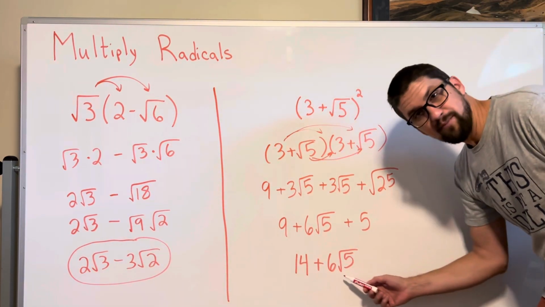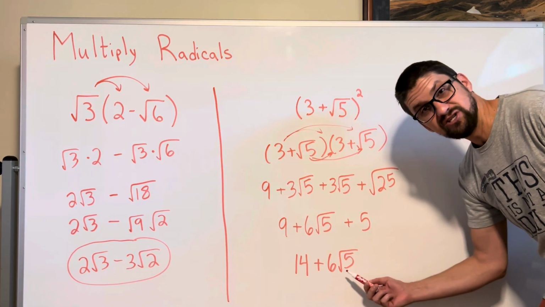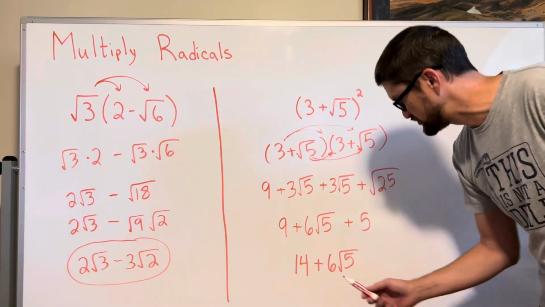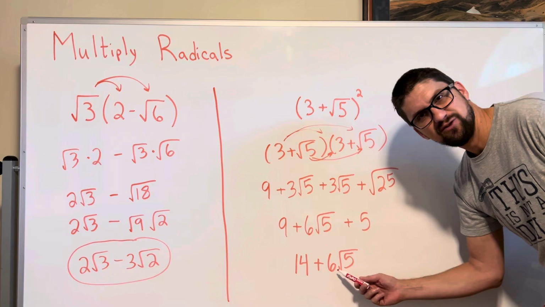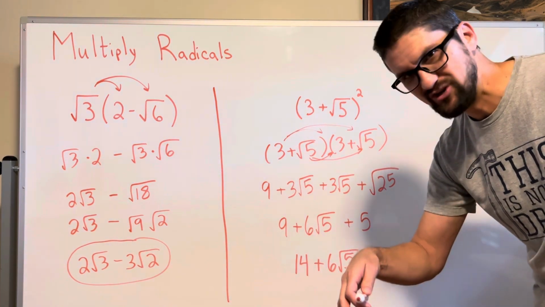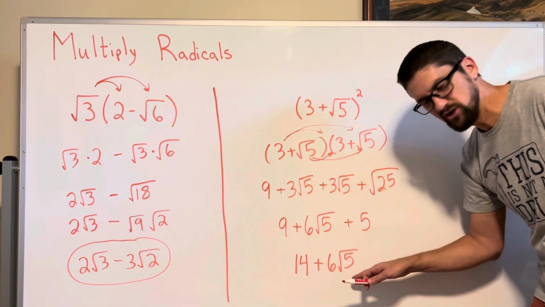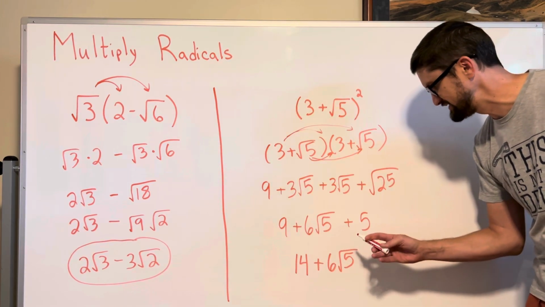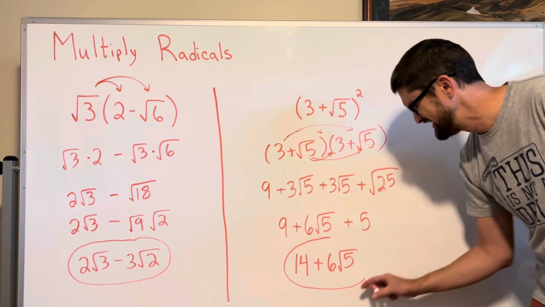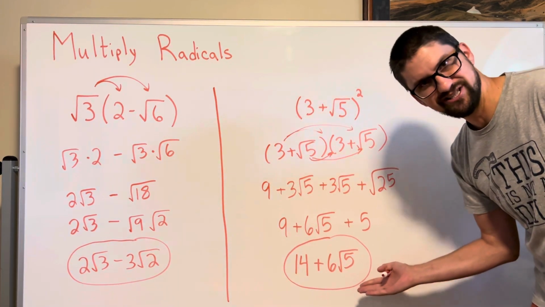Now remember, order of operations, you have to do multiplication before any adding or subtracting. So do not add the 14 and the 6 together. You can't do that. They're not like terms. You have to keep it like this. This one is now considered simplified.